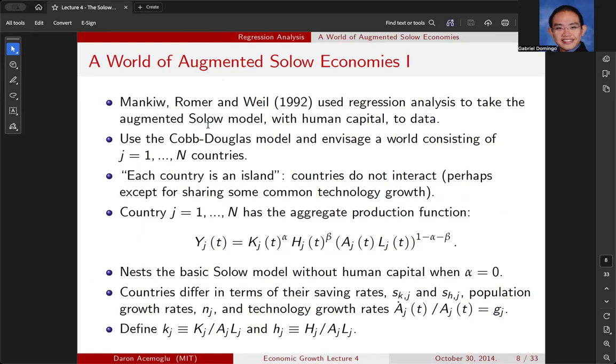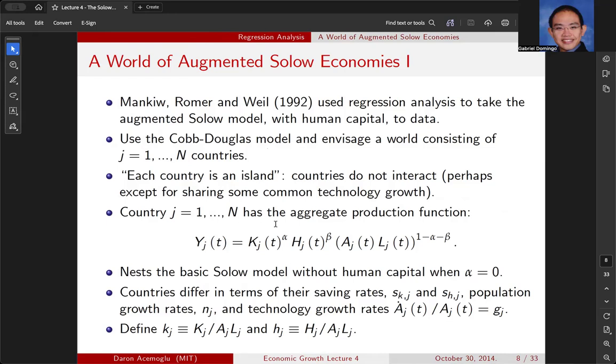And it's augmented because instead of just having regular physical capital, you will now have what's called human capital. Okay, how much investment in knowledge, right? Which is usually proxied by investment or expenditure in education or R&D. Okay. So here you have a Cobb-Douglas model with N countries. Okay, each country is an island. The countries do not interact, except when they share some common technology growth.